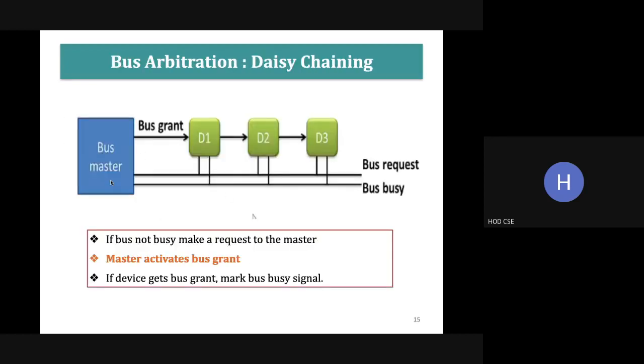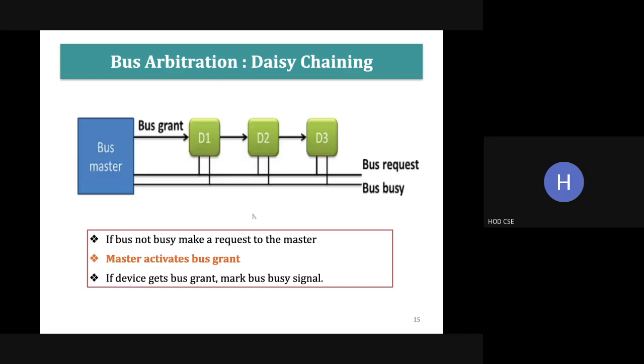So here the bus master is a controller, and here we have the devices D1, D2, D3. So n number of devices can be connected to this. Here we have three lines. One is bus request, bus busy, and bus grant signal. Okay, so these are the three lines needed for this bus arbitration. Bus request and bus busy are common to all the devices. Okay, so all the devices will be connected to this bus request and bus busy. And the bus grant signal is connected in a daisy chain method.